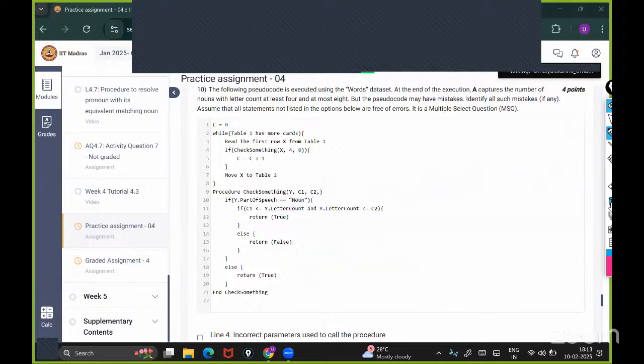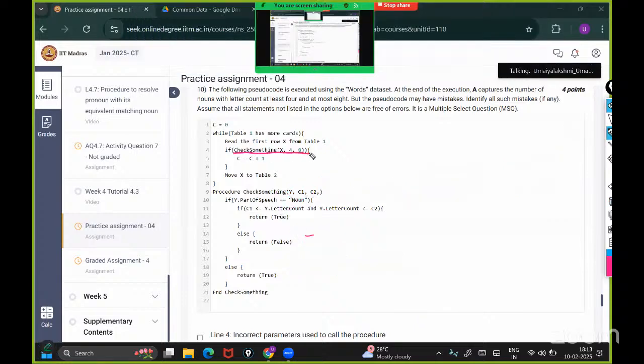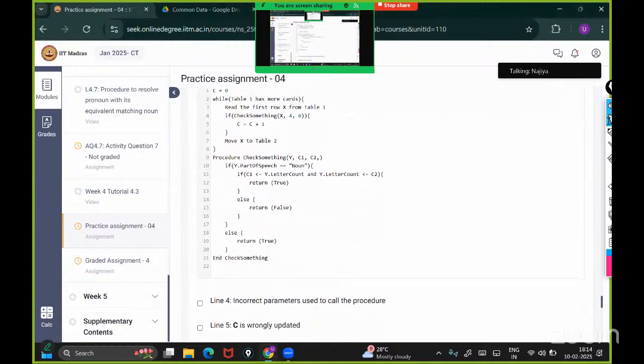Okay. So what is given here in this case? Is the fourth line correct? They have given a procedure, check something, and 3 parameters are passed. X is the card, which means Y they have taken here. 4 and 8 are the upper and lower limits. Is this line correct? Check something. Actually, it is correct. This is the correct way of calling the procedure. So line number 4 cannot be the mistaken one. Then we have to check with the next option.